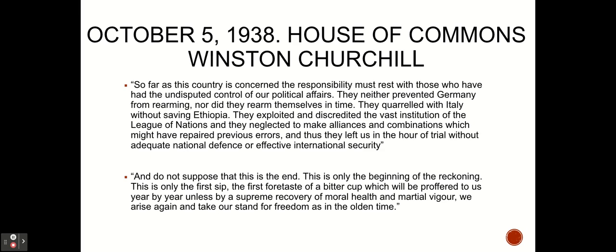This is only the first sip, the first foretaste of a bitter cup, which will be proffered to us year by year unless by a supreme recovery of moral health and martial vigour we arise again and take our stand for freedom as in the olden time." Just remember, Winston Churchill was considered to be one of the best with words. He was incredibly good at giving speeches, and this is just shown in this. You can really feel the power.